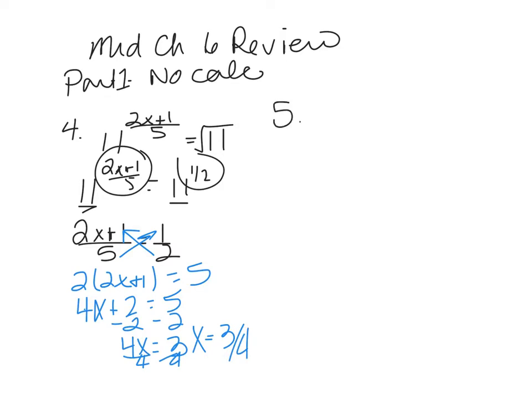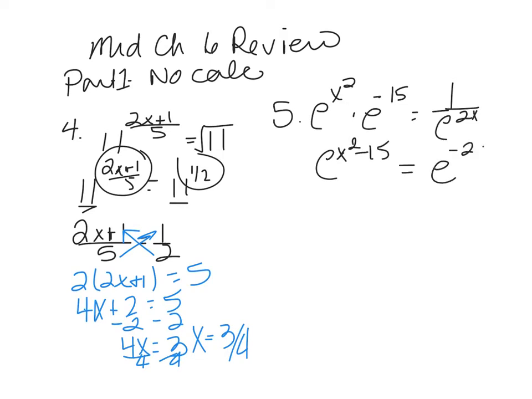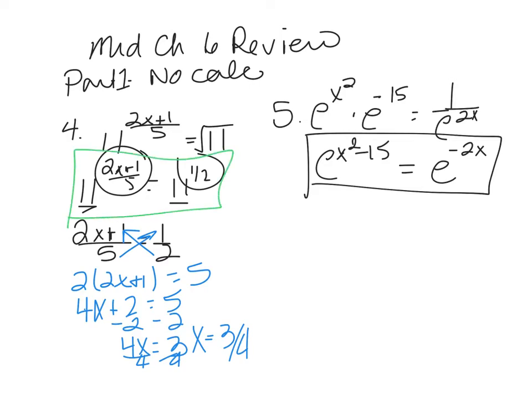Number 5, e to the x squared times e to the negative 15 equals 1 over e to the 2x. We're going to add our exponents here, so e to the x squared minus 15 equals e to the negative 2x. That takes it out of the reciprocal. And now this is my critical step: I can set my exponents equal.